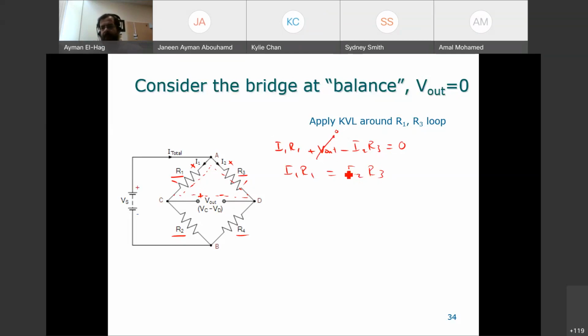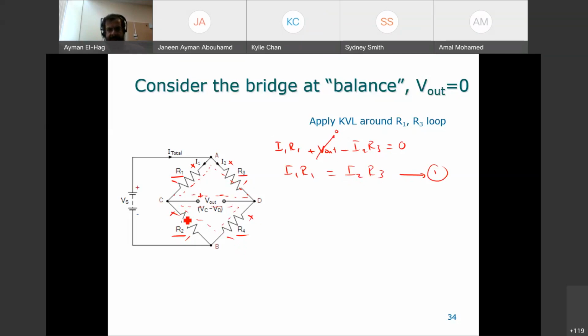So this is the first equation. Let's take KVL around this loop. Now I1 will be moving this way, I2 will be moving this way. So again, we'll do the same thing, KVL.